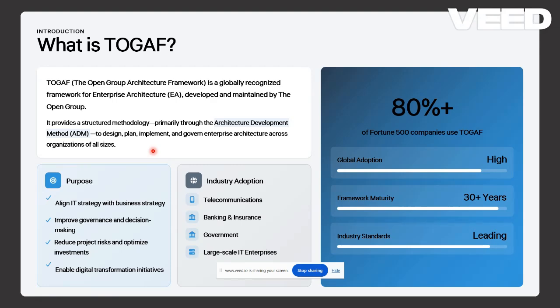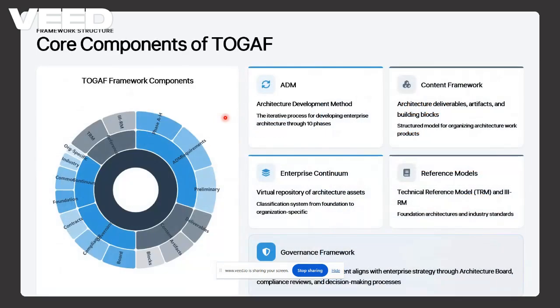How your business model will work. The main focus is on bridging business, IT, and operations. It will improve governance and decision making, reduce project risk, and enable digital transformation. It also covers industry adoption in telecom, banking, insurance, government, and large-scale IT enterprises.